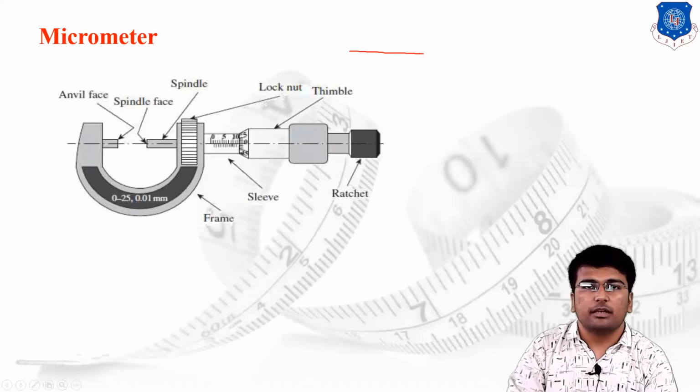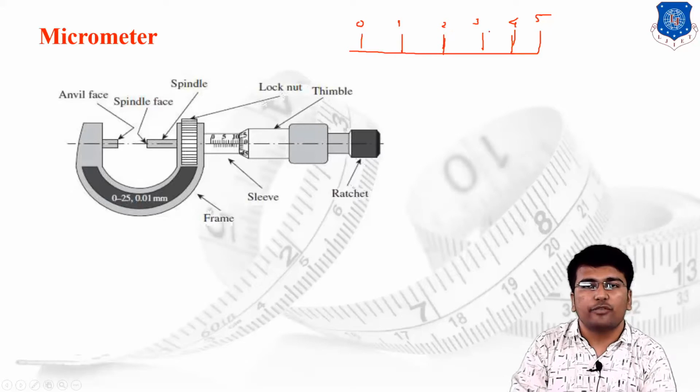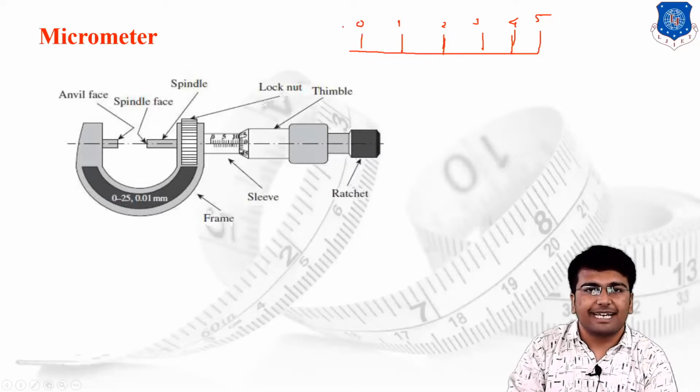Suppose this is the line on the main scale. On the main scale here there is a 0, then 1, then 2, then 3, 4 and 5. The 1 mm division has been provided, though 0, 1, 2, 3, 4, 5 has not been written on the scale exactly. On the instrument you are supposed to find the 0 and directly the 5, but for the sake of understanding I have written the 1, 2, 3, 4 over here.